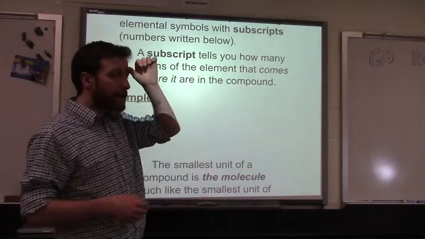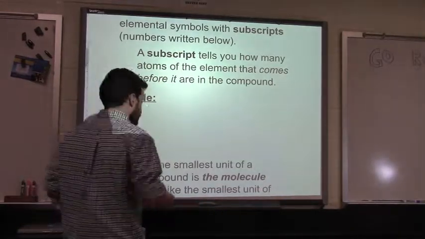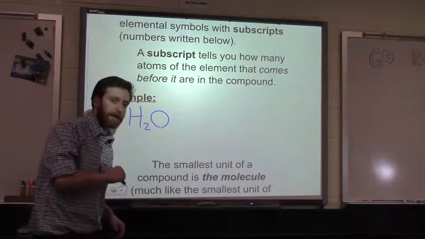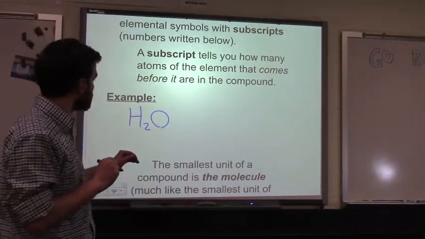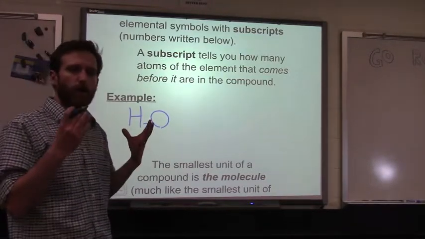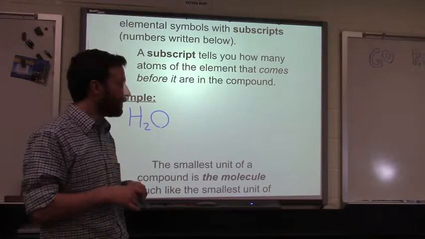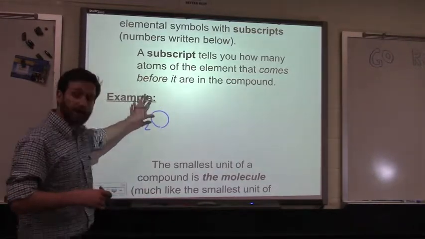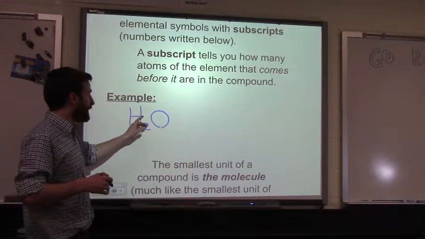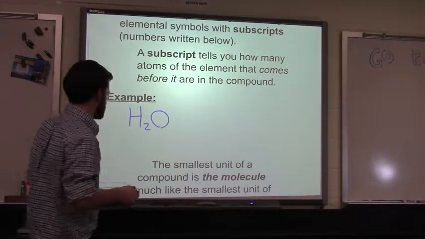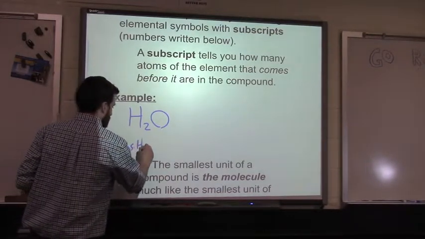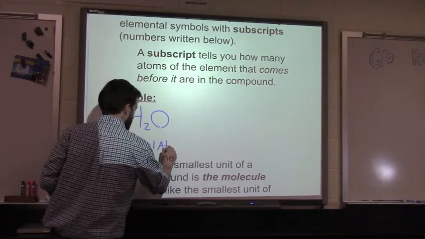So a very common example we've probably all heard of before is H2O. That's a compound. It's water. We need it to stay alive. And if I want to think about water in terms of what elements make up water, well, I know that there's hydrogen and I know there's oxygen. Furthermore, I know there's 2 atoms of hydrogen and only 1 atom of oxygen. So there's 2 atoms H plus 1 atom O.